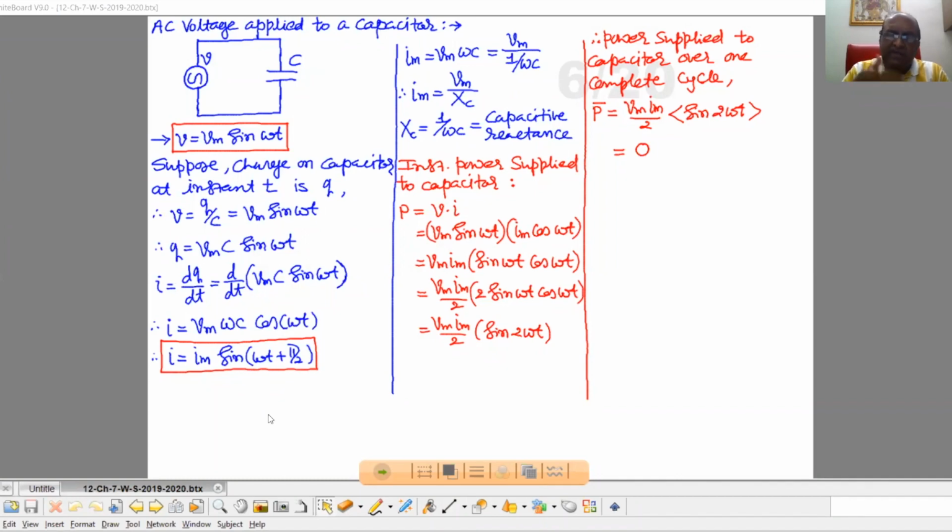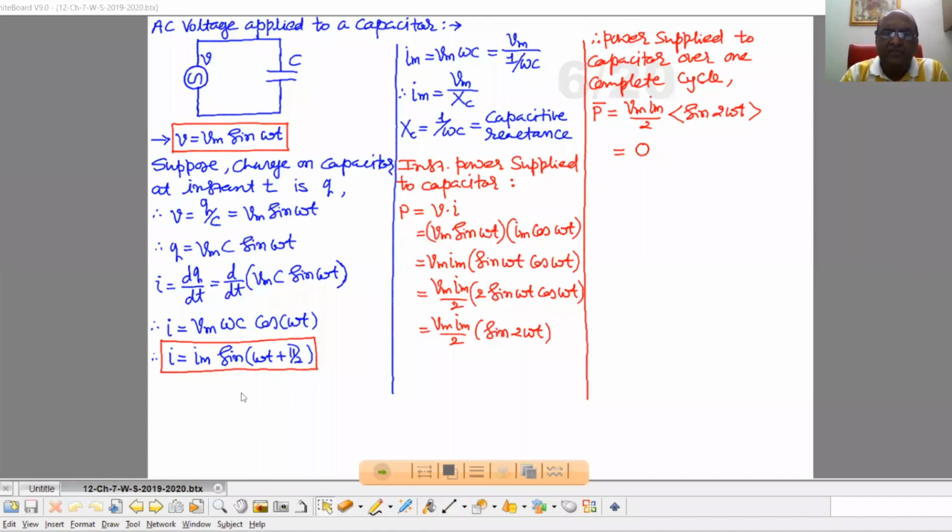So here we can observe this thing. In case of capacitor connected with AC voltage, the current leads the voltage by pi by 2, or in other words we can say voltage lags behind in phase by pi by 2 with respect to current.